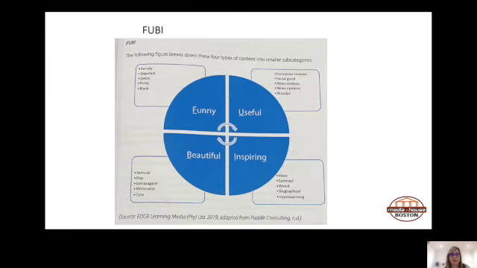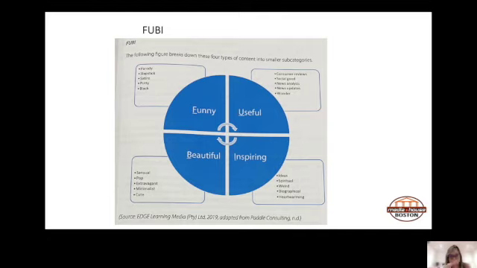If we look at Fubby, or in this case, it's still called Fuby. This is the Fuby wheel, okay? And it breaks these 4 types of content into smaller subcategories. So our 4 types of content here is funny, useful, beautiful, and inspiring. So what we've done now, we've broken it down.